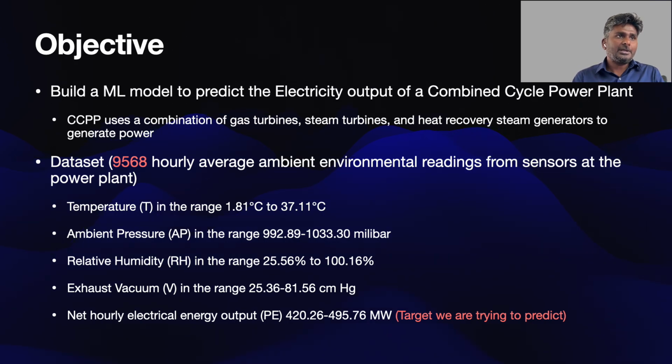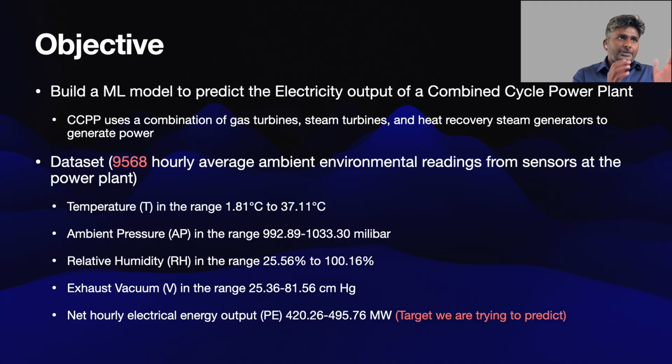What you see on the screen, we have temperature, pressure, humidity, vacuum. All these are the available features for us, and our aim is to predict the electricity output based on the close to around 10,000 various parameters we got as part of the data set.